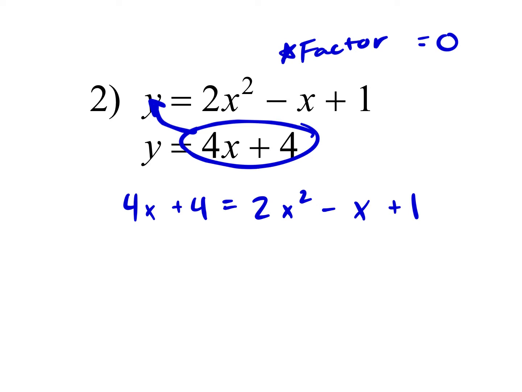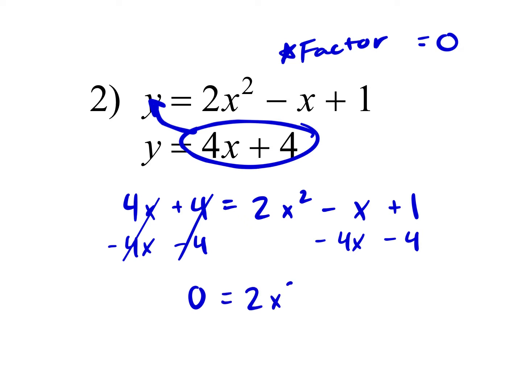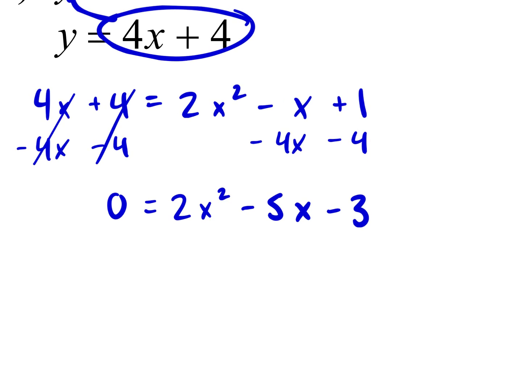So when we factor, it has to be equal to 0. So I'm going to move everything from the left to the right side. So subtract 4 on both sides. Combine it with like terms, and then subtract 4x on both sides. So 0 is equal to 2x squared. What's negative x minus 4x? Minus 5x, and 1 minus 4? Negative 3.